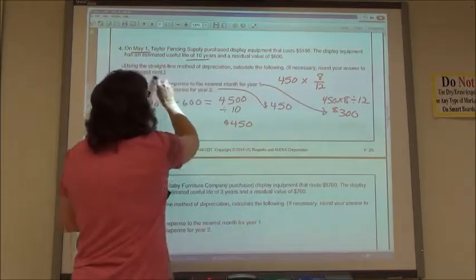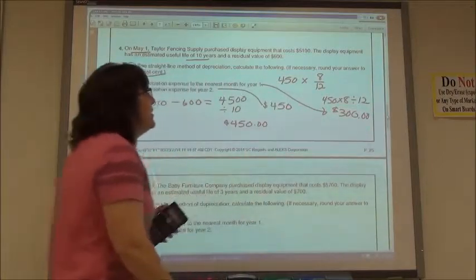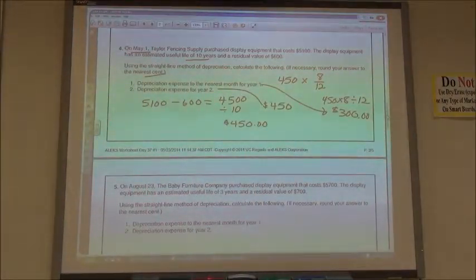Again, these say round to the nearest cent, so you might have to put the 0.00 after them just because they may be picky on that, and I'm not sure. You just have to test it out and see if they make you put the 0.00 or not.